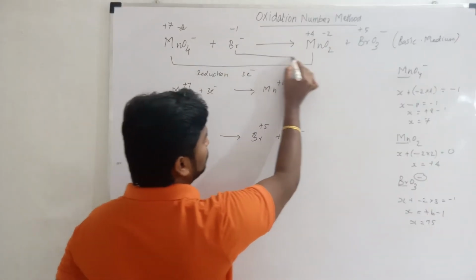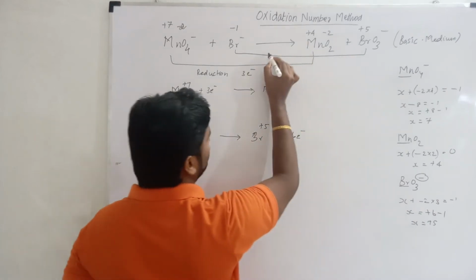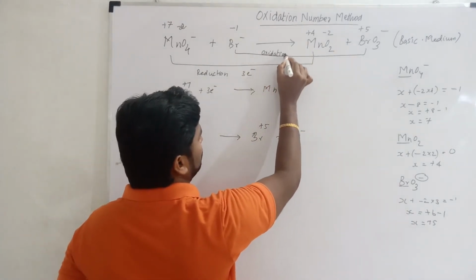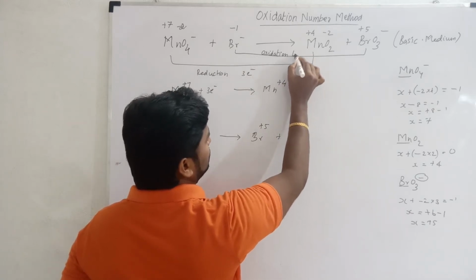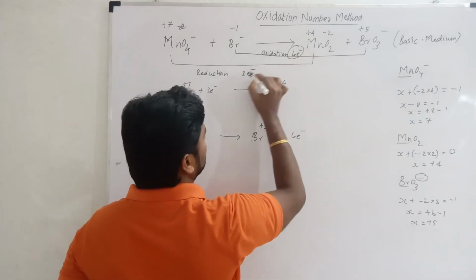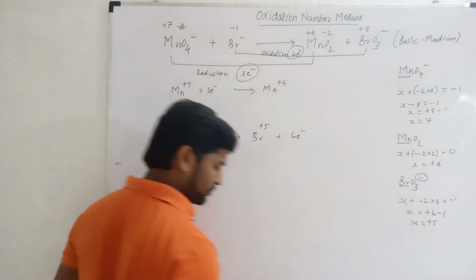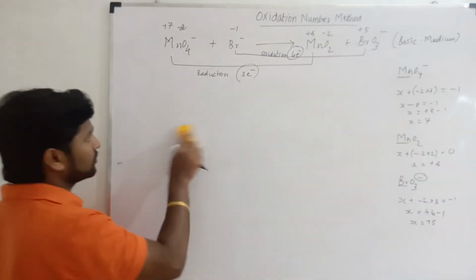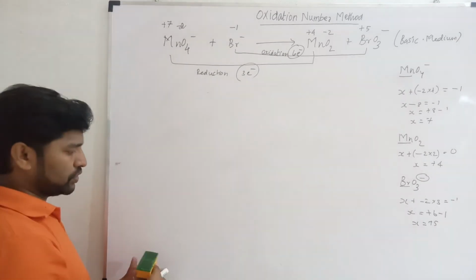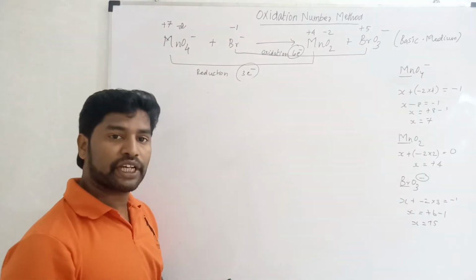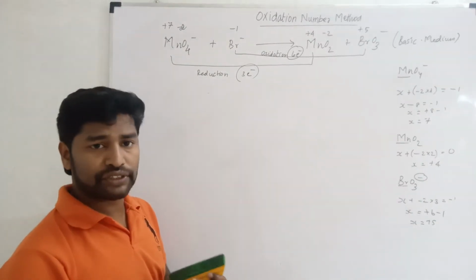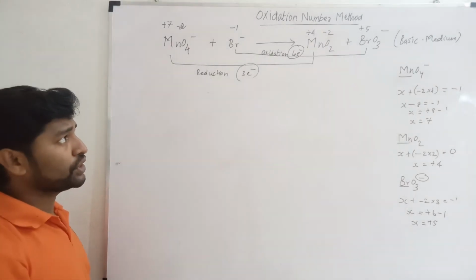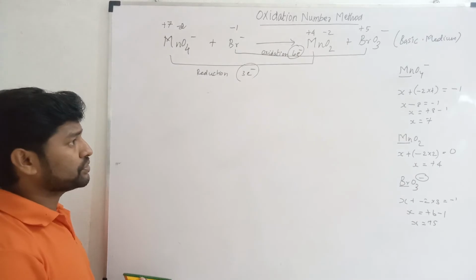This reaction is oxidation. How many electrons is it losing? 6 electrons. So from here we can justify that the given reaction is a redox reaction. There is oxidation as well as reduction taking place.